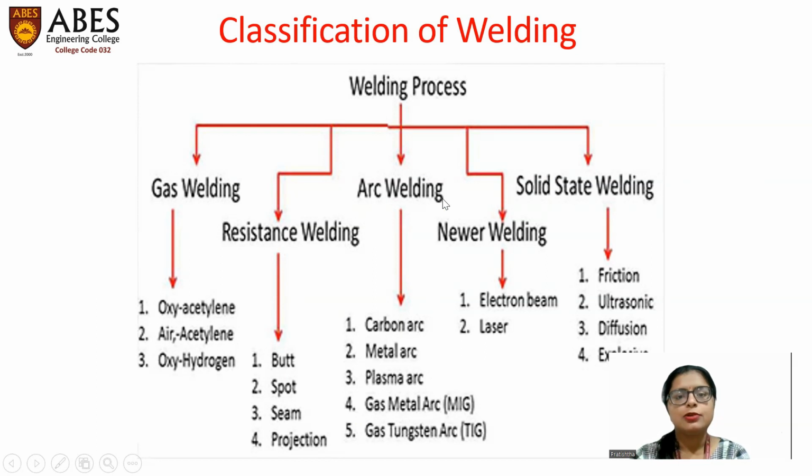The third category of welding process is arc welding. In arc welding, there are further categories based on the variety of arc, like carbon arc, metal arc, plasma arc, gas metal arc welding, and gas tungsten arc welding.